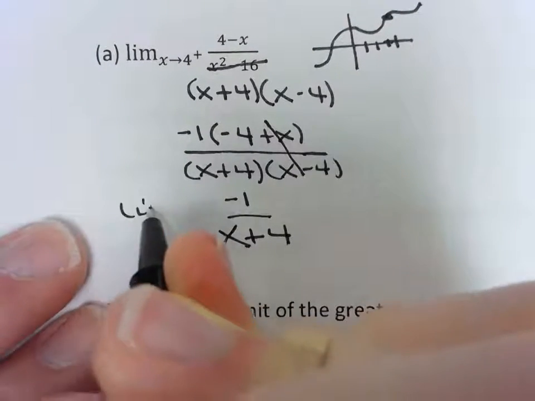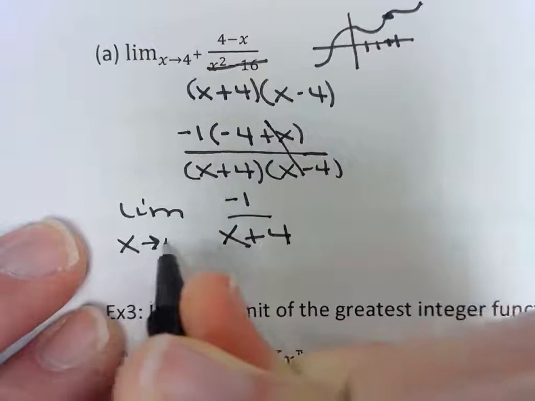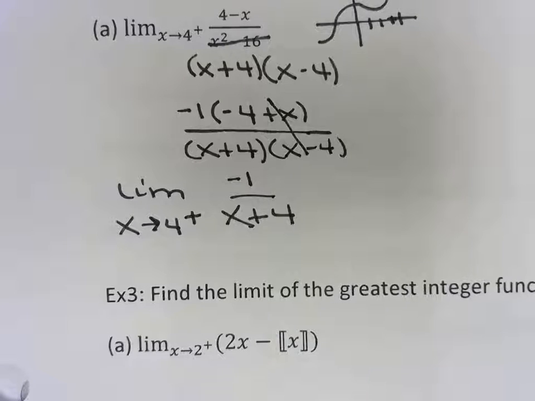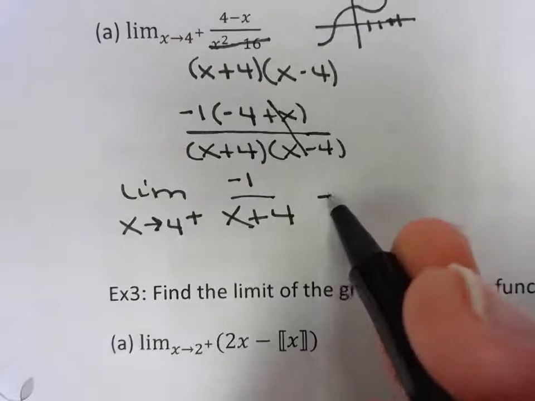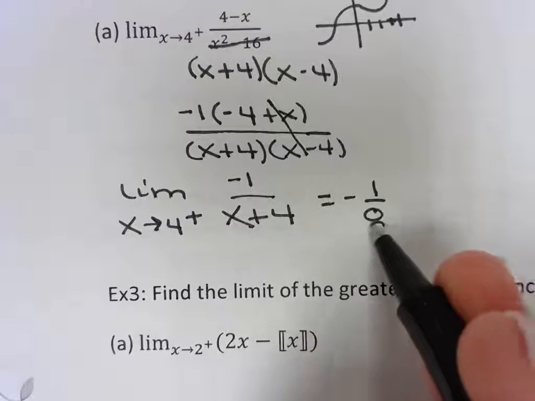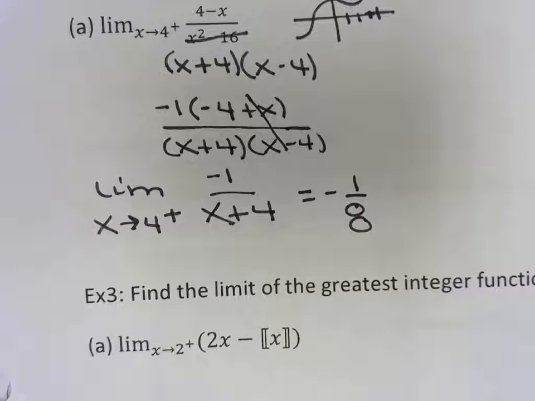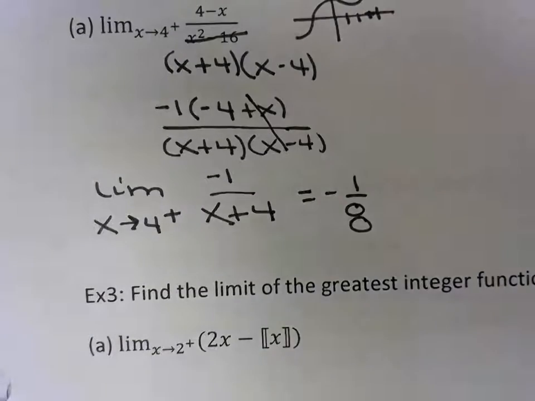Now, as I try to evaluate the limit, even though it's from the right, we evaluate it the same way. Plug in the 4: negative 1/8. So now we're just working with a one-sided limit, which is basically the same idea. The graph would be a little different, but evaluating it's the same thing. Any questions on that?